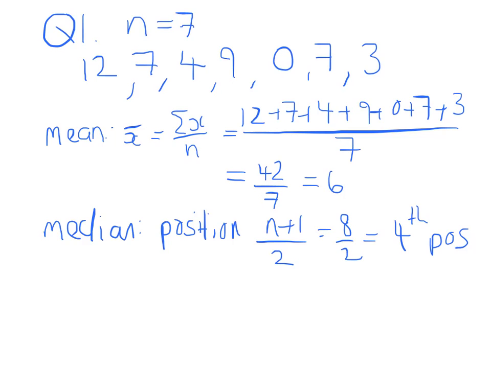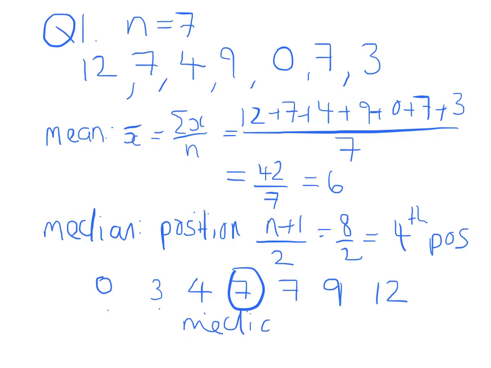Now we have to have the data in order, so we can do that. Our smallest is 0, we've then got 3, 4, 7, 7, 9 and 12, and don't forget just to count up and make sure you haven't missed anything. Once we've done that, we can simply count our way through and find the 4th. So 1st, 2nd, 3rd, 4th. So the median is equal to 7.